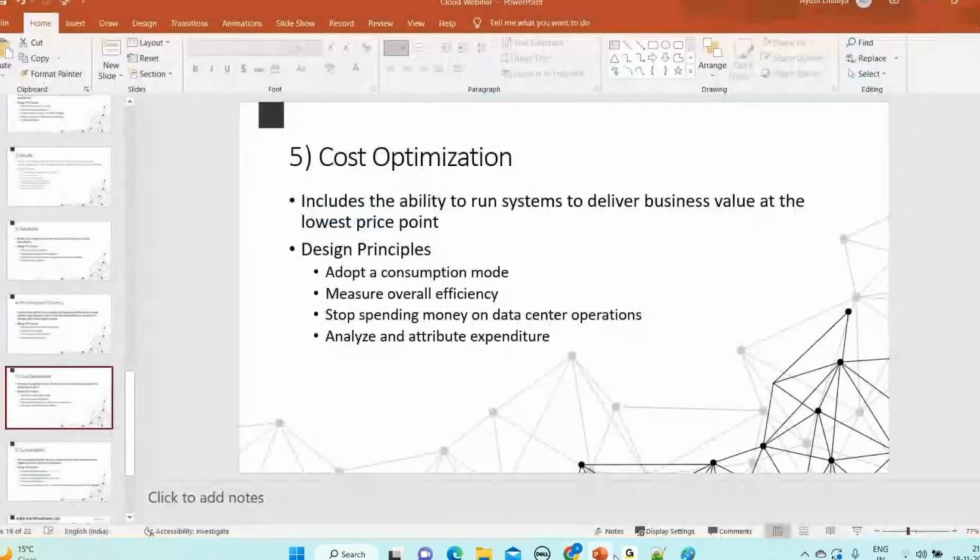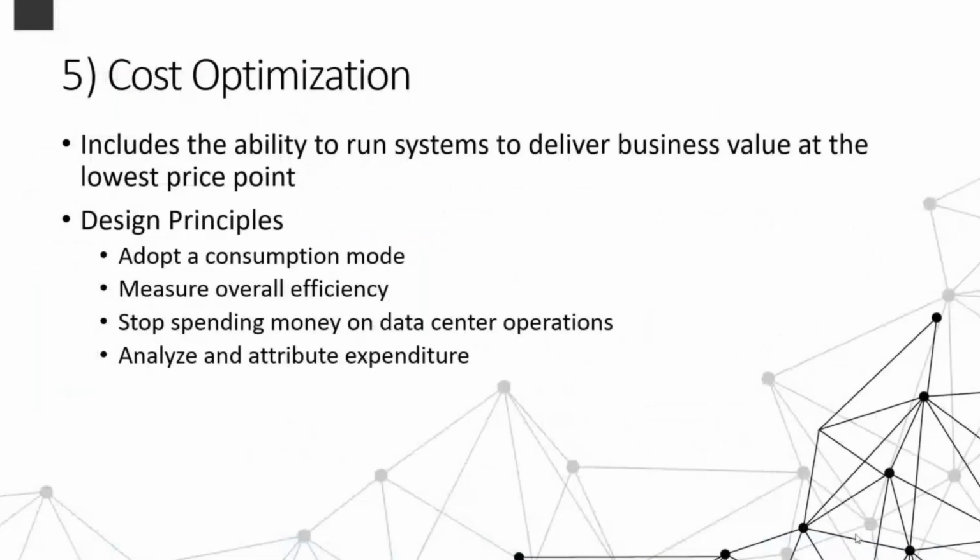Now team, measure overall efficiency. We use tools like Config and CloudWatch to think about the right type and size of resources. Then, stop spending money on data center operations. It means don't use on-premises things. For cost optimization, you can easily go for cloud, and in the cloud you can leverage their infrastructure and just focus on your application. You use what you want and pay for that only, instead of spending money on data center operations.